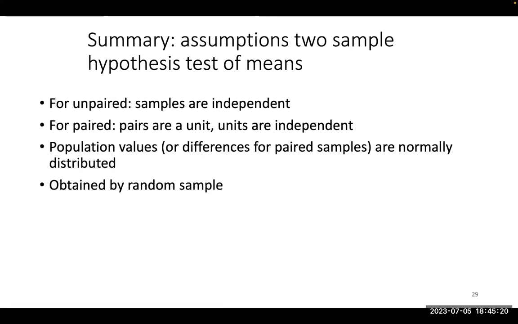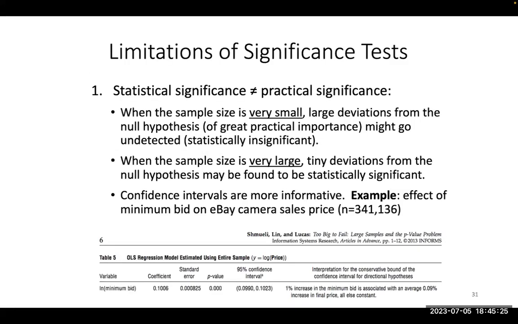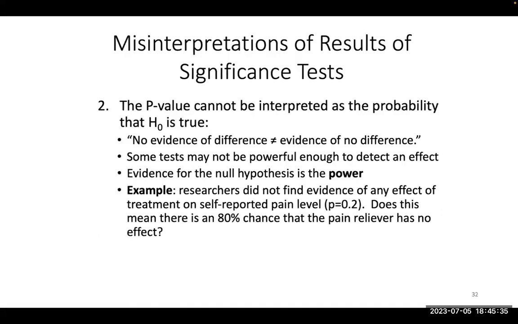I think it's fairly simple, and it's just important to have reviewed it. Yeah, so there are limitations. We talked about how statistically significant doesn't necessarily indicate practical significance. Secondly, a p-value cannot be interpreted as the probability that the null hypothesis is indeed true. It just gives you a probability of rejecting something that you shouldn't have rejected.